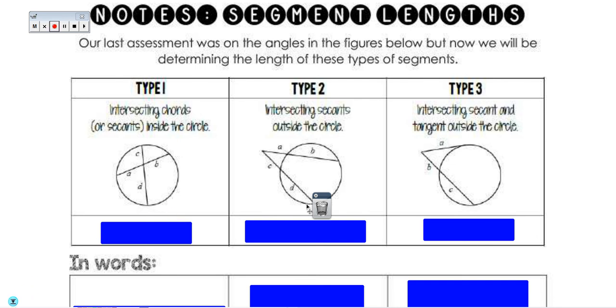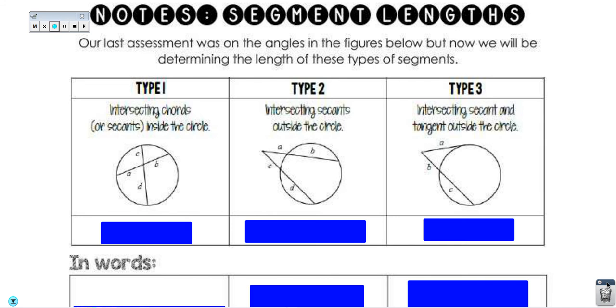chords. One thing that you'll need to be aware of is that the segment A plus B is not necessarily the same size as the segment C plus D. So there are going to be different methods for us to determine how long these things are.